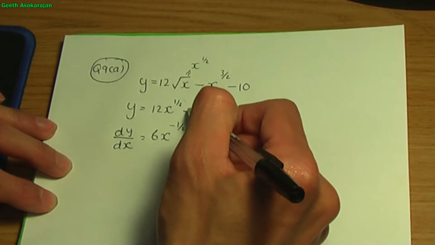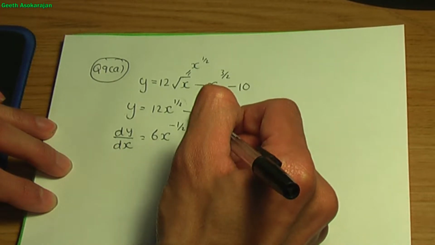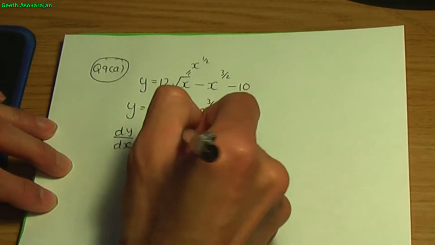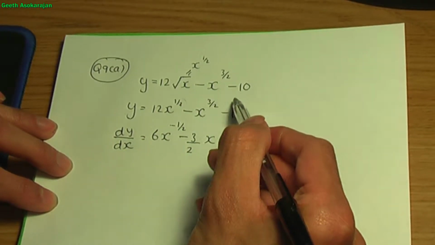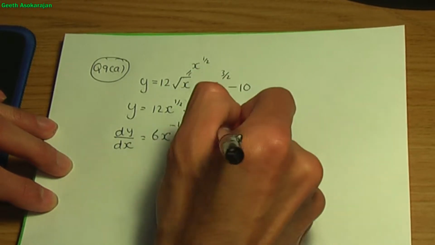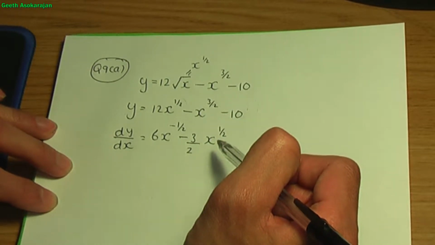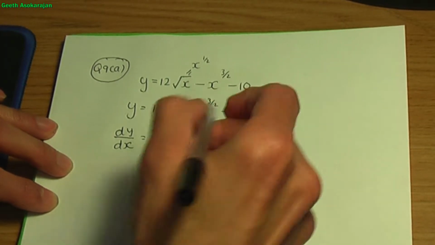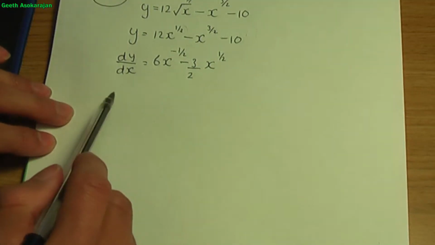Let's go through the second term. When I differentiate minus x to the power 3 over 2, first multiply by the power, 3 over 2 times minus 1 is minus 3 over 2. And then subtract 1 from the power, 3 over 2 minus 1 is half. Now if you differentiate any constant, the answer is 0. So if we differentiate minus 10, it's 0. Now if you're unfamiliar with differentiation, I have created a video explaining the method and I'll provide a link to that video in the description below. This is a solution for dy over dx.